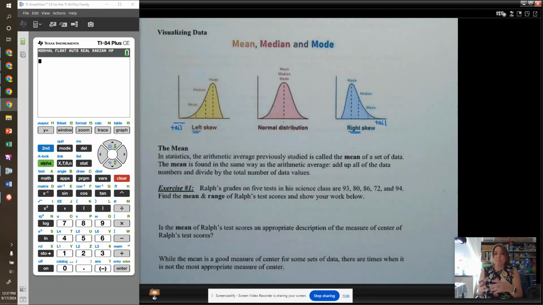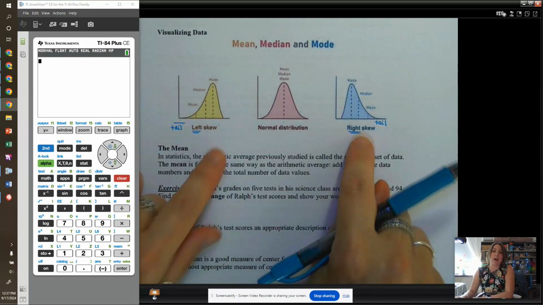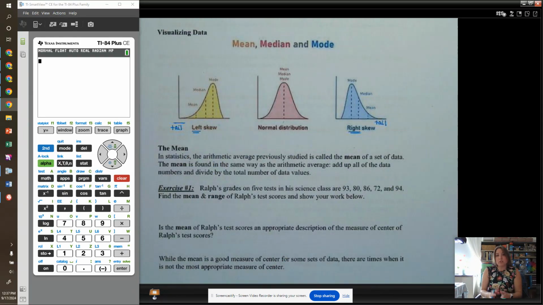Okay, so what are we going to learn today? Well, we're going to talk about who should be the middle then when we've got skewing. And we're going to talk about how to find the mean and the median using our graphing calculator. Okay, so that's what we really want to get into, is using that graphing calculator.